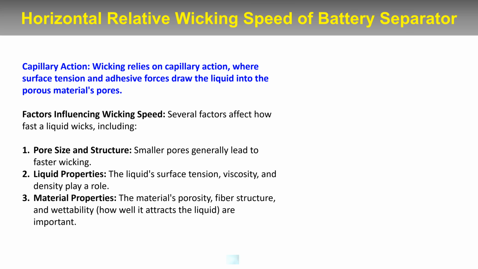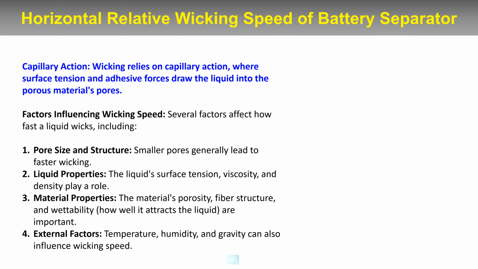Third is material properties. For example, if the battery separator is made up of polypropylene, its wettability is pretty low in case of carbonate-based electrolytes. So this is also an important factor. Also, the fiber structure, porosity and wettability are important to the relative wicking speed. Apart from that, external factors like temperature, humidity, and gravity can also influence the wicking speed.